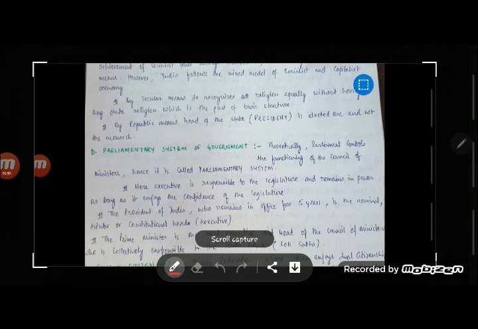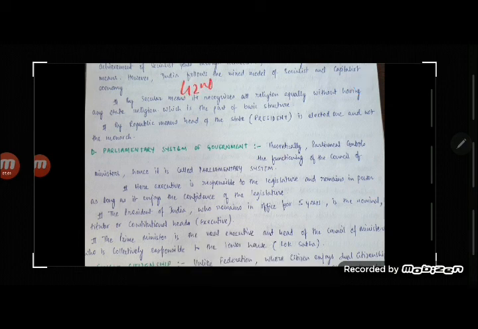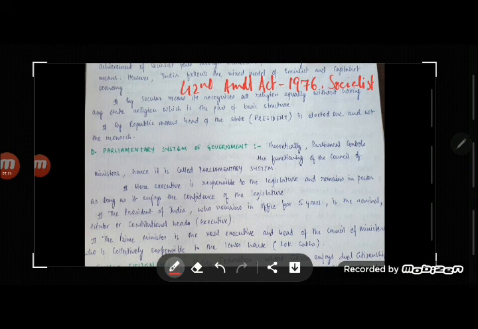Now the meaning of socialist. The term socialist was added by the 42nd Amendment Act of 1976. The socialist term has been added, which means the achievement of socialist goals. However, India follows a mixed model of socialist and capitalist economy. So we have a mixed model of socialist as well as capitalist economy. So socialist is a basic feature of the Indian constitution.